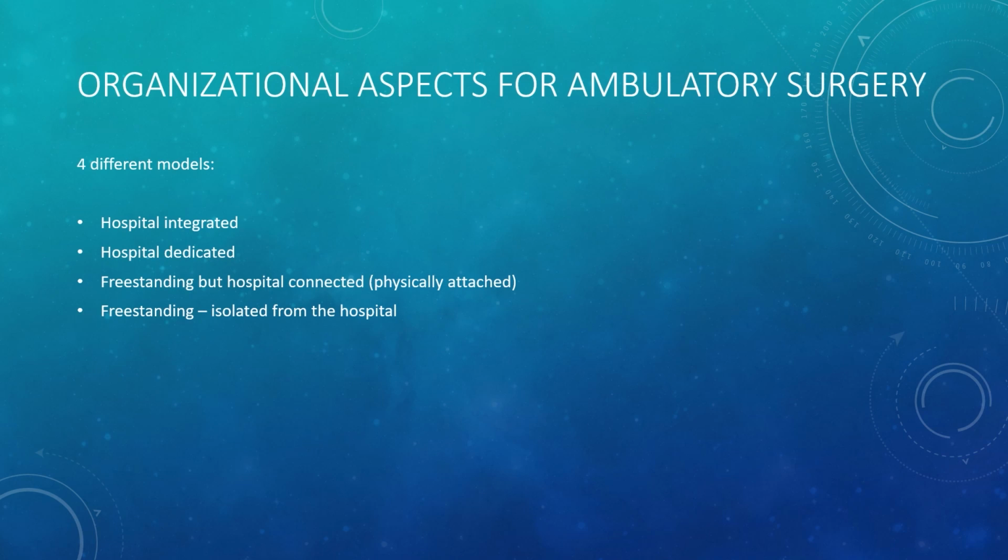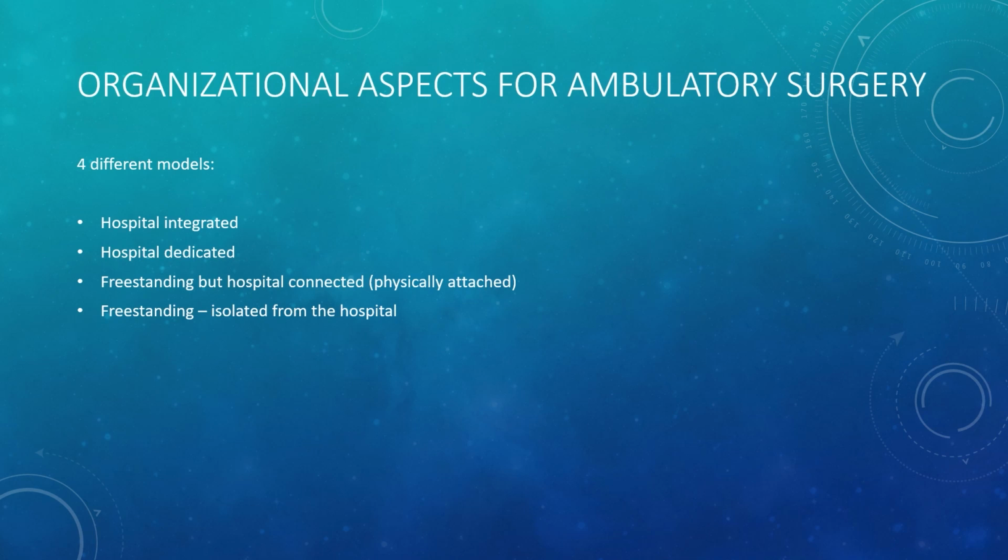Looking at the organization of ambulatory surgery centers, there are 4 different models. There's a hospital integrated version. The patients are admitted through separate areas in the hospital that only handle the outpatients, but the surgeries are usually done in the same operating room as inpatients.